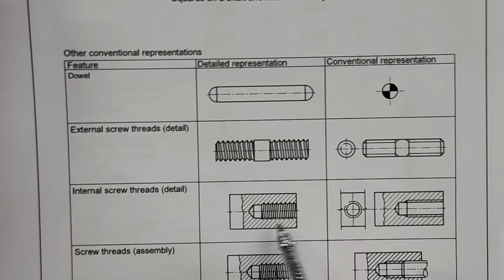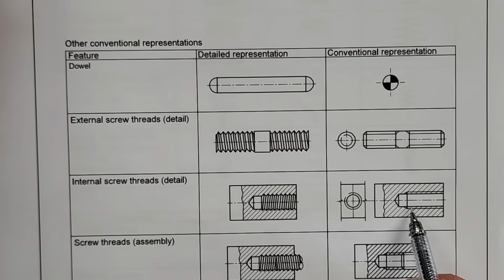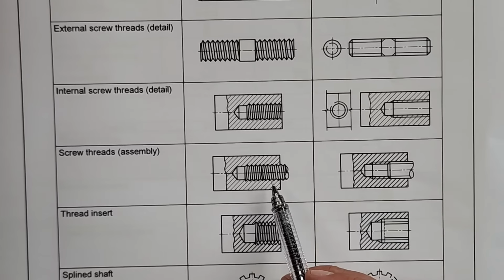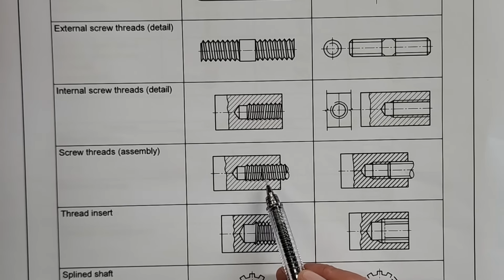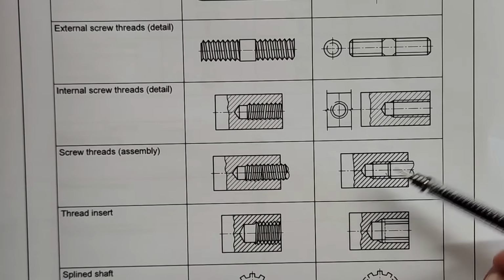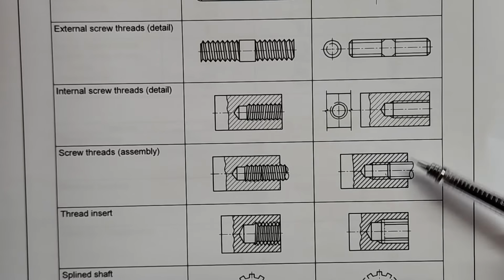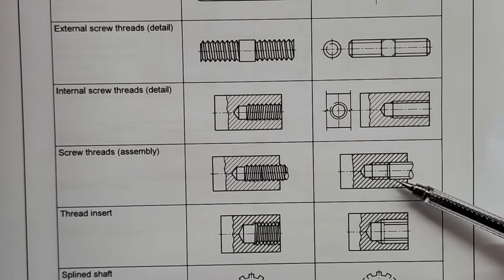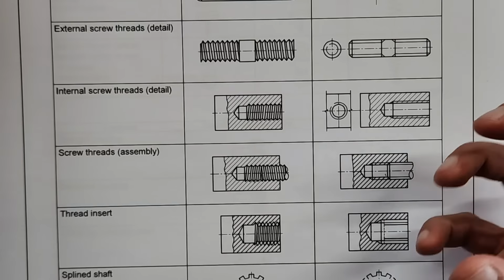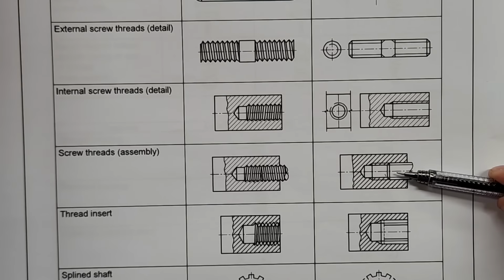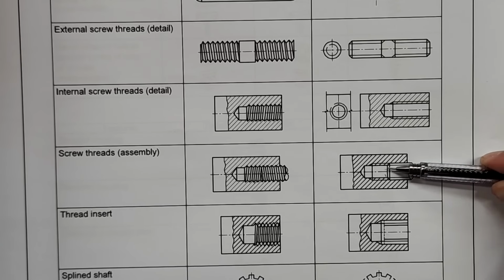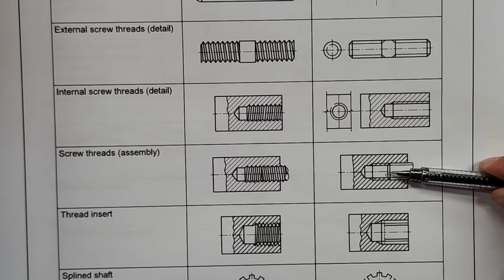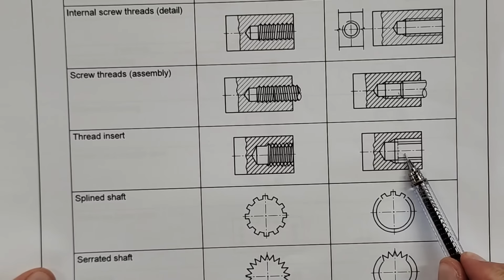You've got internal screw threads and its conventional representation. Then we've got screw threads assembly, all right, where we've actually now taken a crab screw, for instance, and it's been screwed into an internal screw thread. All right, so just make sure that's when something is joined together. You see the internal screw thread that's screwed, or the stud or the external screw thread screwed into the internal screw thread. Then a thread insert. Now this isn't very common, but just take note of this one.